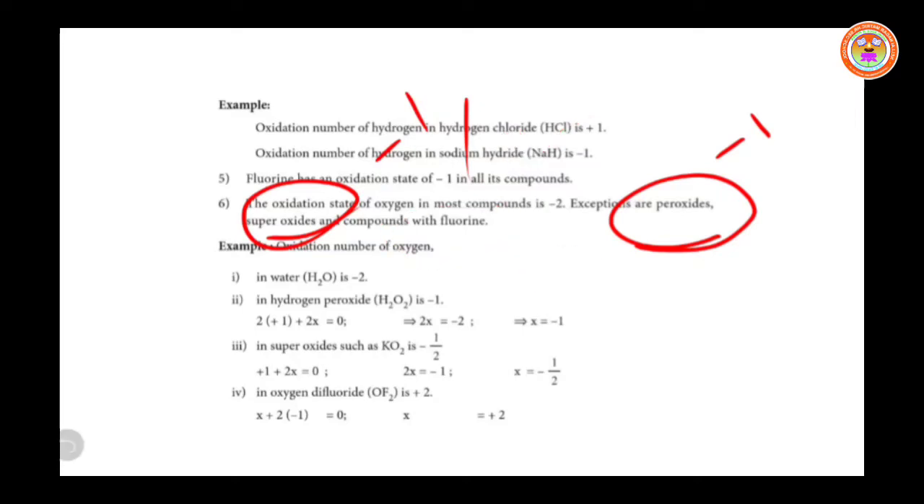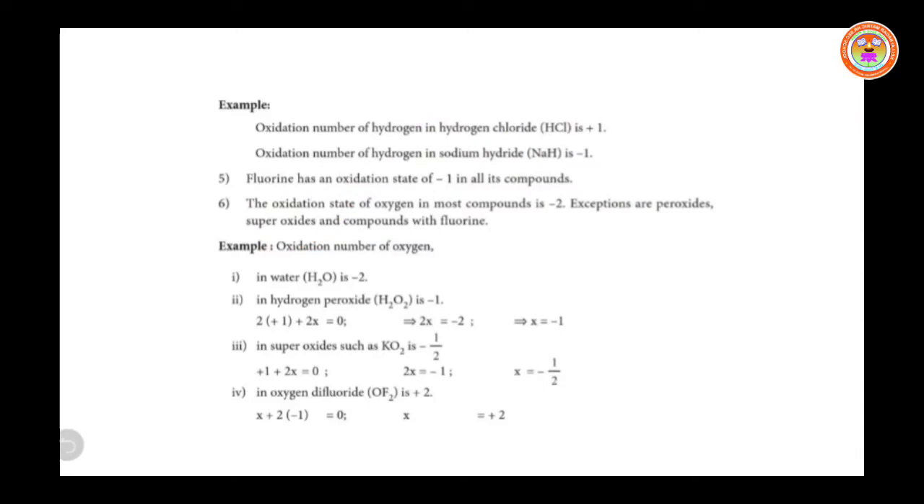Now we can see how the oxidation number of oxygen in peroxide is minus 1.